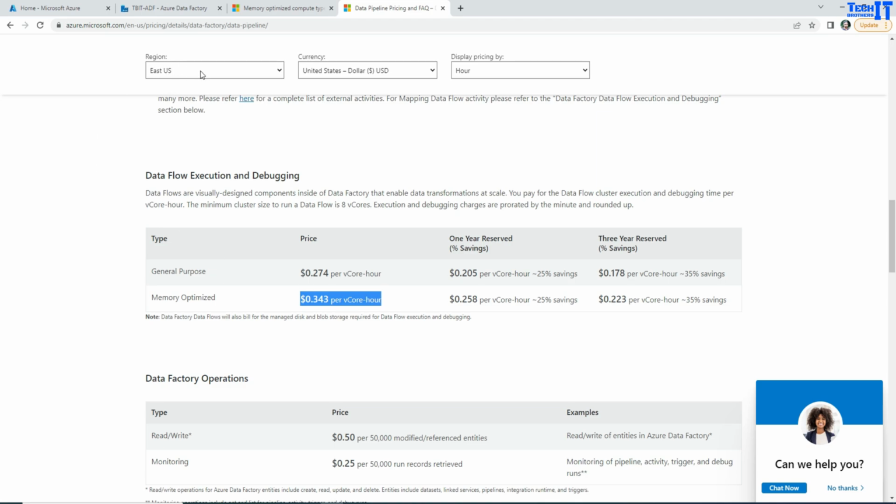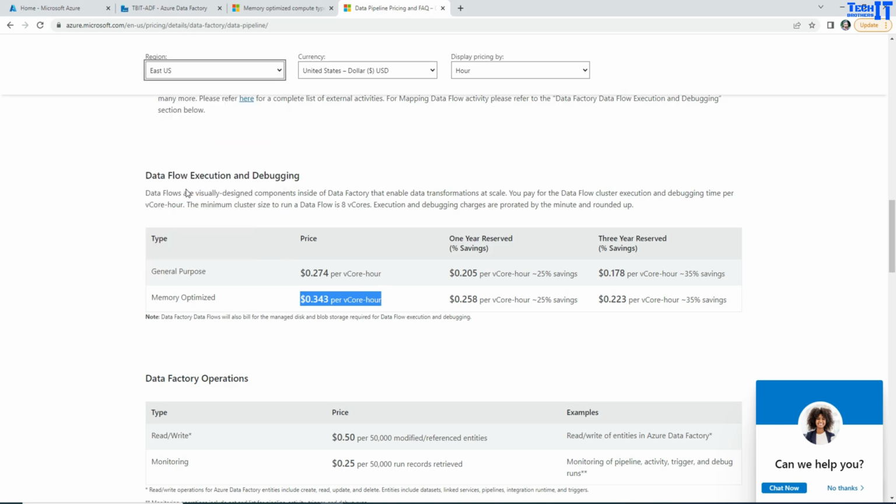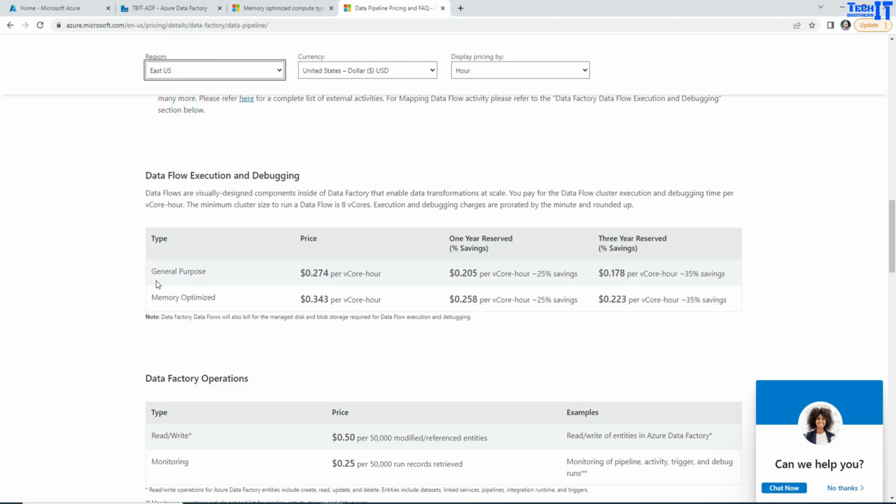In each region, that could be different. If you go for the Netherlands or some other European regions, there would be different prices. So here, probably UK South, we'll see, it changed from 0.2742 to 0.288. So in UK South, it's different. So you see the general purpose price is this one, and for memory optimized, you are paying more.